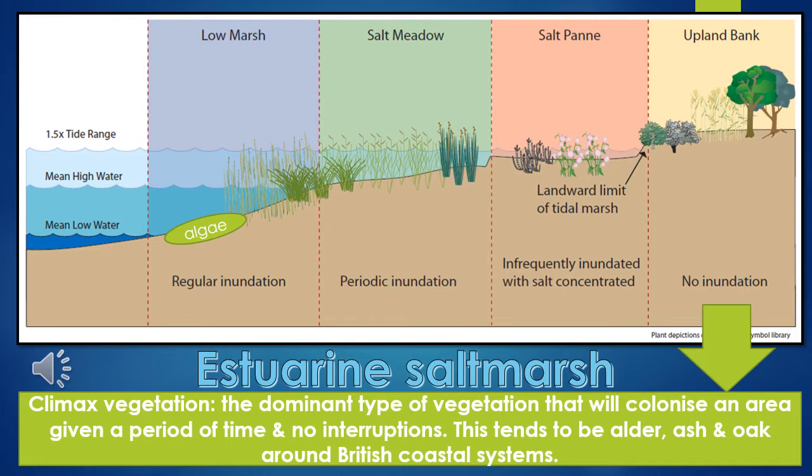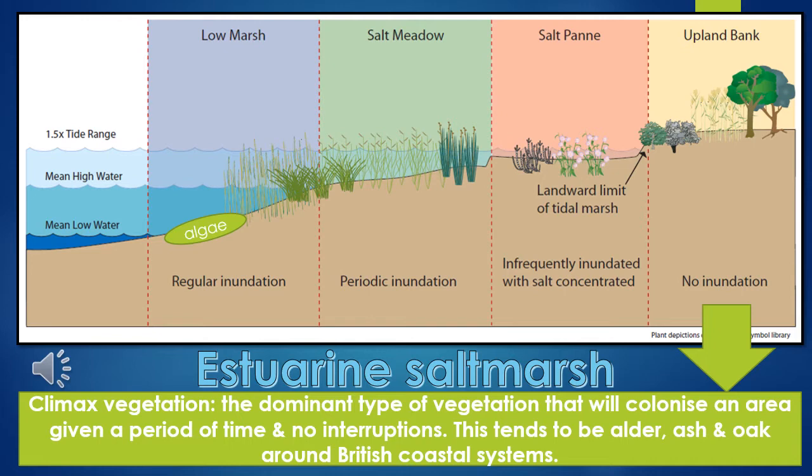So with the low marsh, you can see it says regular inundation. Now that means this area is regularly submerged by water, and you can see that with the mean high tide watermark where it covers the whole area. Now this means that every plant or algae that survives there will need to be able to survive living in salt water for long periods of time. And there's not many species that can do that.